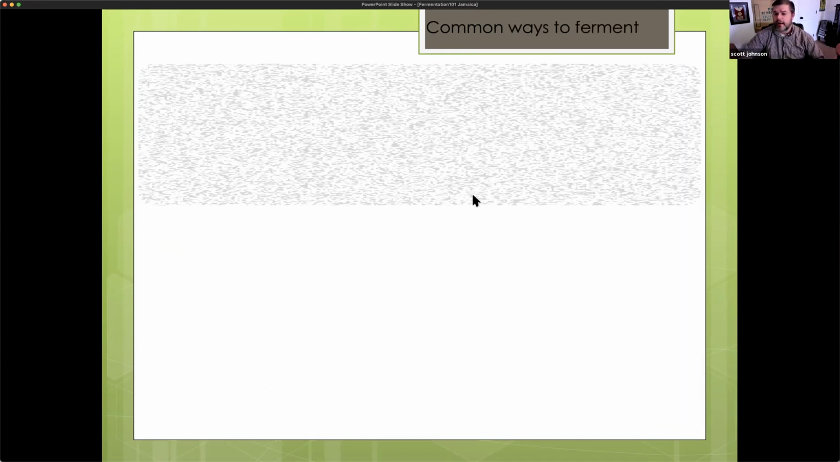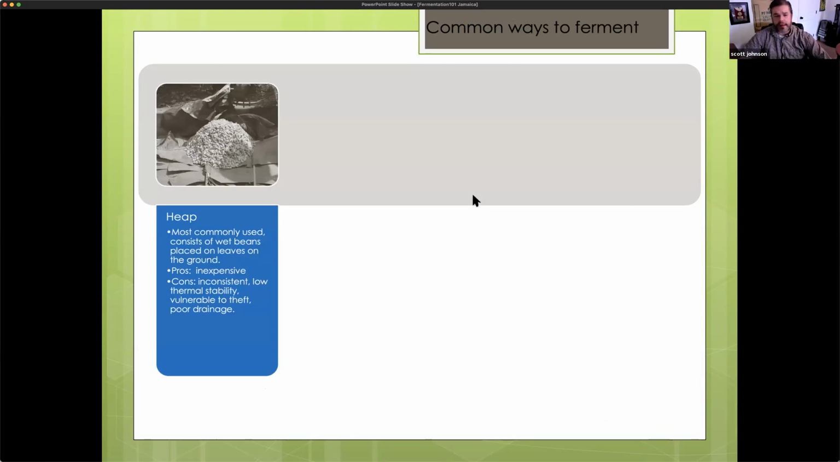All right, so common ways to ferment around the world. We're going to look at 4 of them just really briefly. The first one that's most commonly used, typically in Africa, is what's just called a heat fermentation. And essentially, it's just piling your beans on banana leaves or some other type of leaf on the ground.